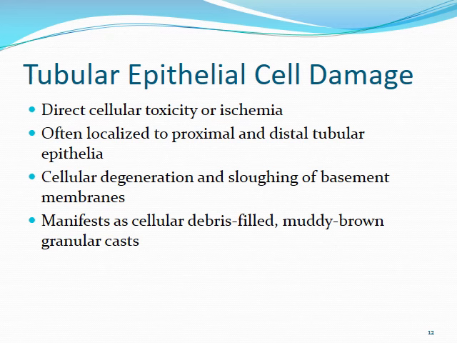So looking at the drugs that are going to be causing tubular epithelial cell damage, essentially what they're going to be doing is either causing ischemia to occur, which will lead to cell damage and death, or direct cellular toxicity. You'll often see it localized to the proximal and the distal tubular epithelia. And essentially what's happening is when this damage is occurring, you're going to have a lot of cellular degeneration, necrosis, and you're going to be sloughing off those basement membranes. Because of that, you can get a lot of those casts forming with this cellular debris, kind of muddy brown casts being developed.